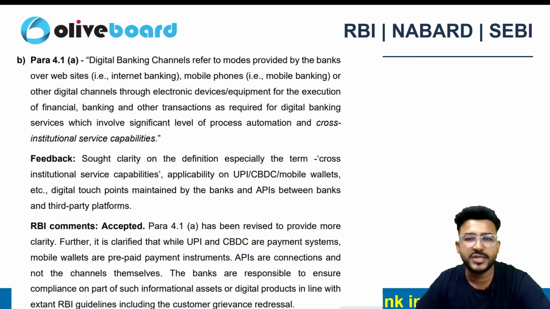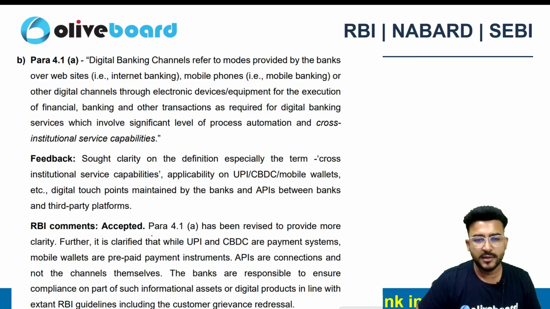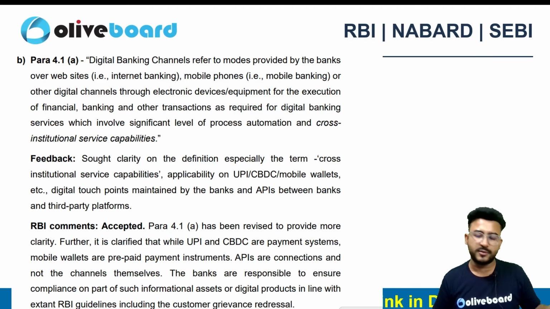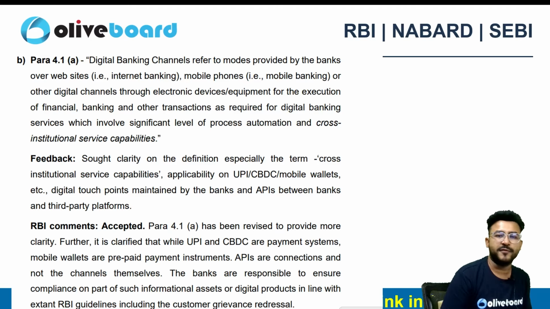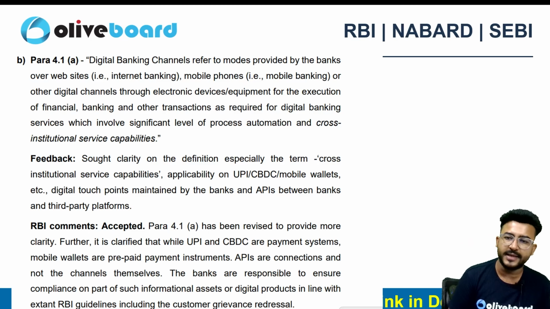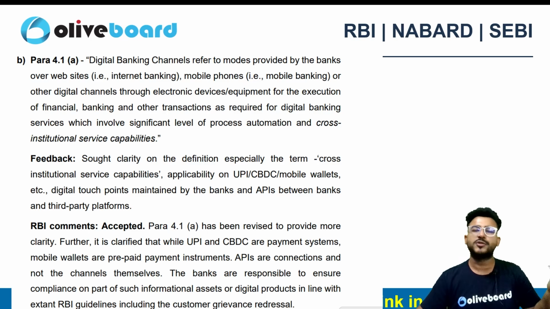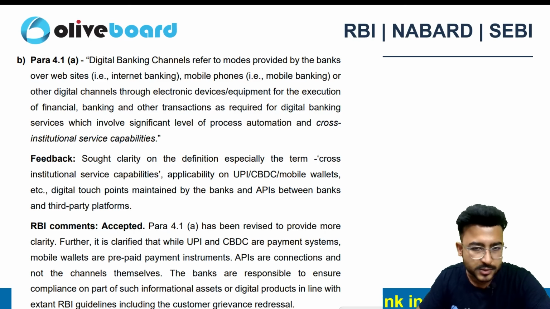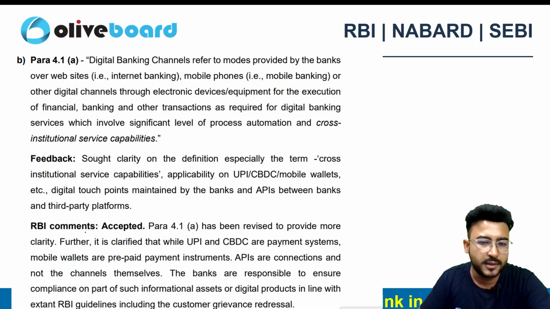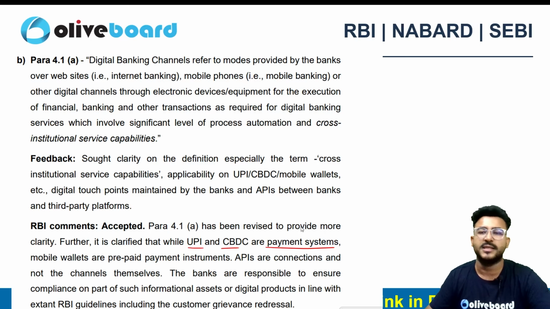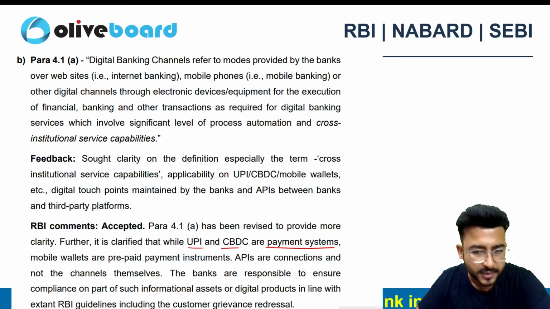Acha, some of the additional comments that RBI has given for this particular direction. Why? Because draft direction आया था, so the draft direction was open for feedback purpose. People and entities have given feedback, and RBI has accepted some of the feedback, and they have also rejected some of the feedback. So what they have accepted and you guys need to know is they have clarified that UPI and CBDC are also a payment system, right? UPI and CBDC, they are part of payment system.